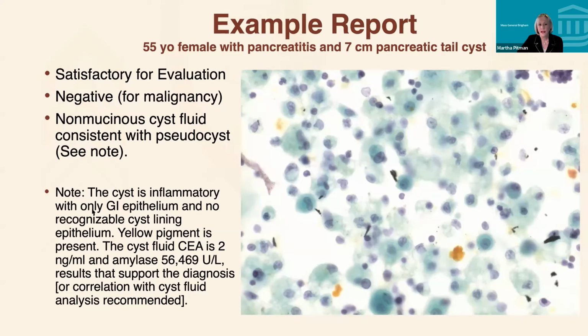Keep in mind that in these EUS biopsies, GI epithelium can be a pitfall, so make sure that epithelium isn't interpreted as cyst lining epithelium. You want to have a very high amylase in these pseudocysts as well. Don't make a diagnosis of a pseudocyst with an amylase of 100. It needs to be, usually in the thousands, and CEA is low.